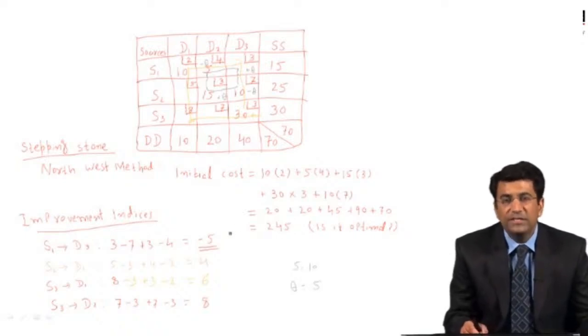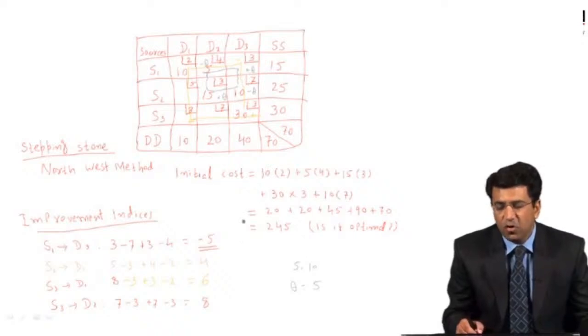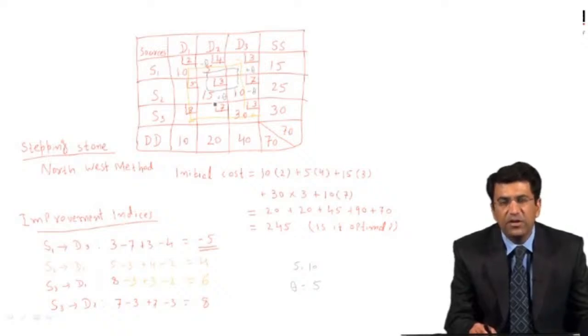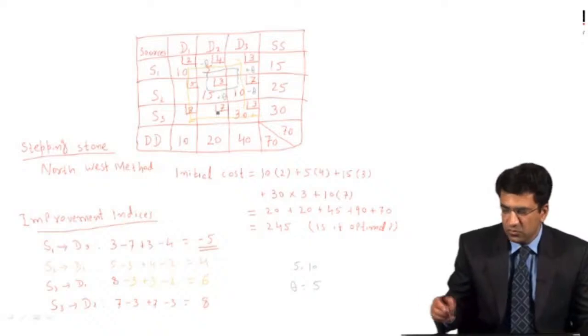Now class, what we will do, we will redraw this table, and we will incorporate that value of theta in that particular loop only, and the remaining cell values will remain the same. Here the initial quantity was 5, so we will minus theta, that is 5 minus 5, it will become 0, that is empty. And again we will add 5 here, it will become 5. Here there is already 10, we will subtract theta, that is 5, 10 minus 5 will become 5, and again we will add theta, that is 5. Here in this cell it will become 15 plus 5 is equal to 20. So we will again redraw this table, and we will incorporate this value of theta in this particular loop. Students, let me redraw the table again.